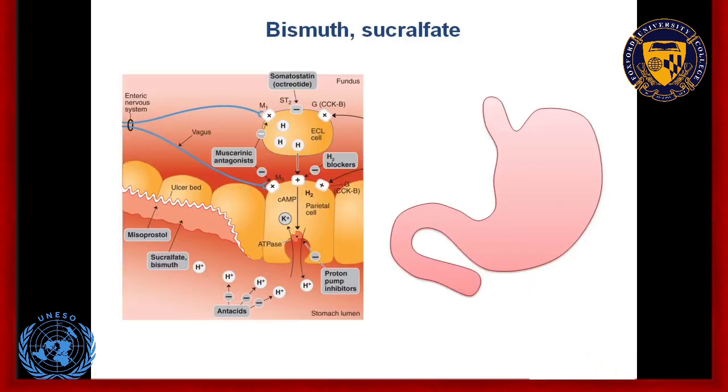Bismuth and sucralfate have a physical mechanism in which they bind to the ulcer base. This provides a physical barrier that allows bicarbonate secretion to re-establish the necessary pH gradient, which you can see here. They are used to increase ulcer healing and traveler's diarrhea, also known in some circles as Montezuma's revenge.